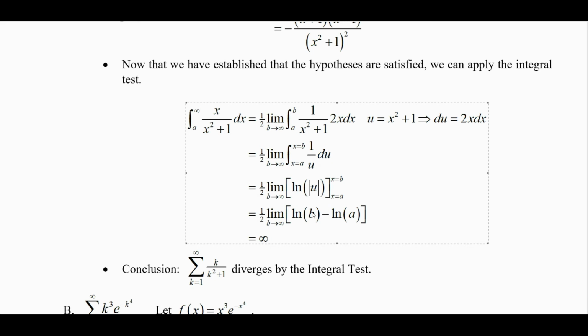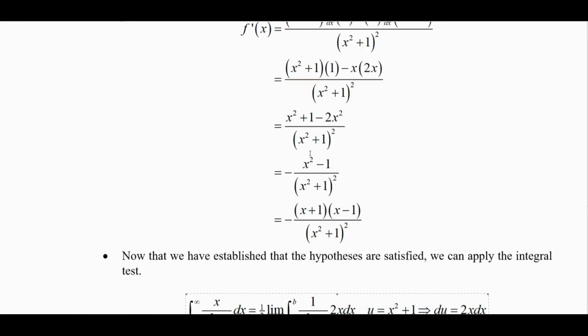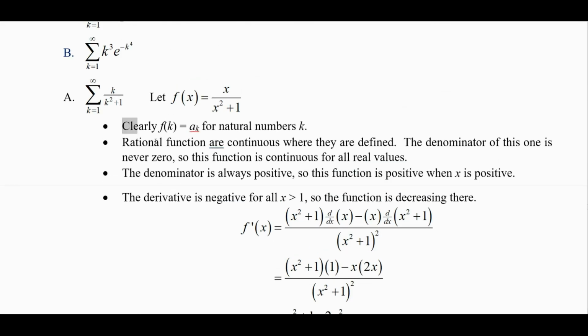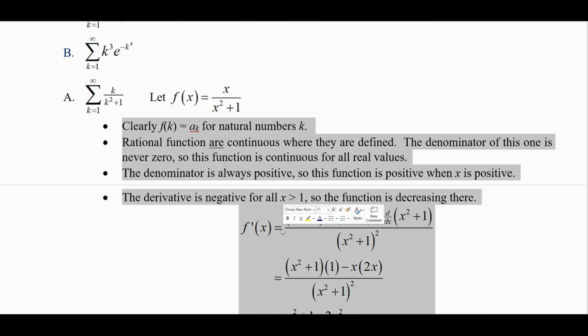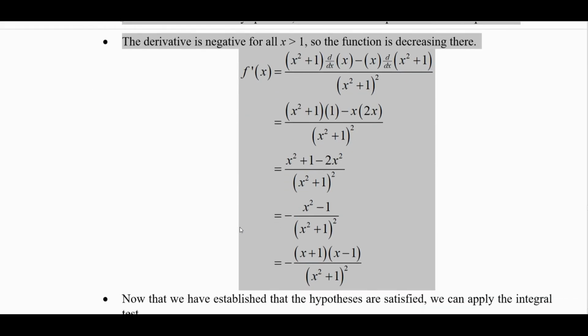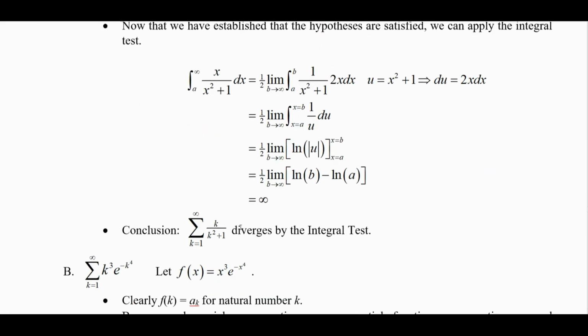So we would say our conclusion is the sum from k equals 1 to infinity of k over k squared plus 1 diverges by the integral test. So your conclusion should end up saying what the series is. It should say converges or diverges, and also should say by what test. And if you're going to use that test, then you've got to somewhere up here show where you've set up all of the hypotheses and prove that. You're going to have to show where you actually apply the test there.